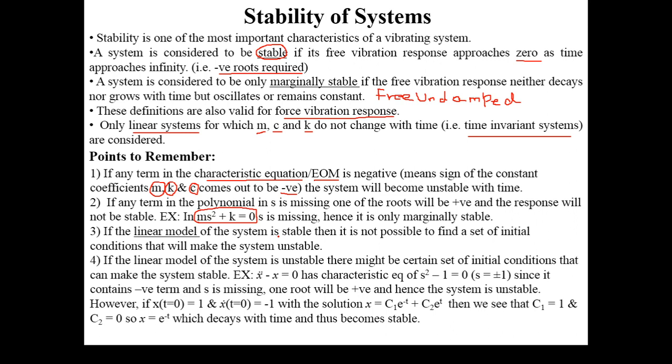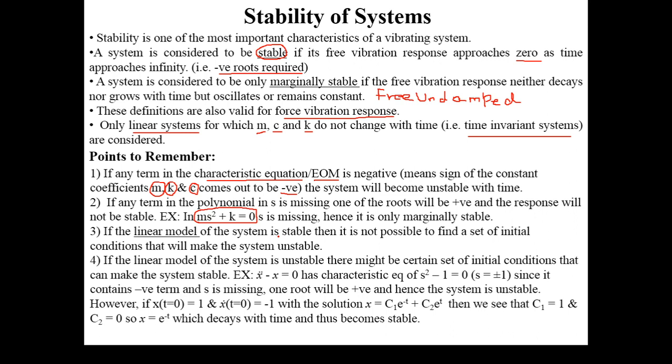Also, the third point is that if the linear model of the system is stable, then it is not possible to find a set of initial conditions that will make the system unstable. As you all know, in order to vibrate a system, you need to provide some initial conditions, either in terms of the velocity, or in terms of the displacement, or maybe a combination of both. Only then will the system vibrate.